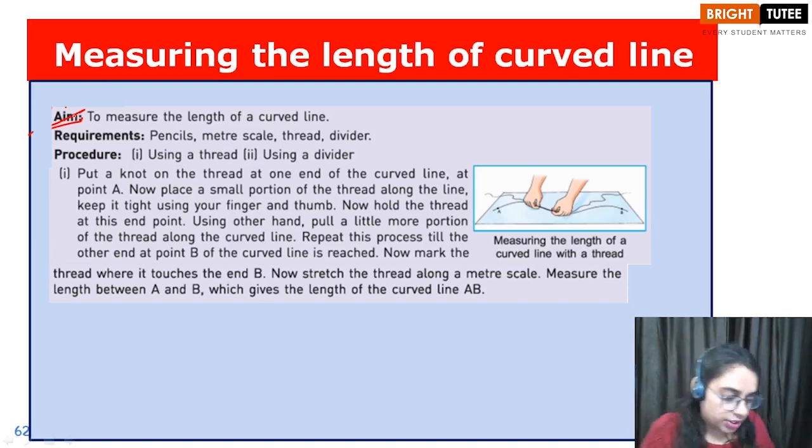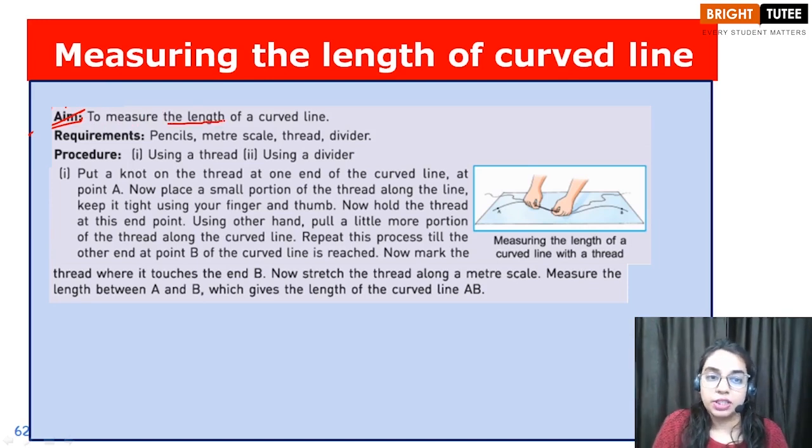or an activity, what you can do children, you will write the aim first, that is we have to measure the length of a curved line. Then you will write the materials required, that is pencil, meter scale and a thread is all we need. Then what will be the procedure? So children, in procedure let us read it.